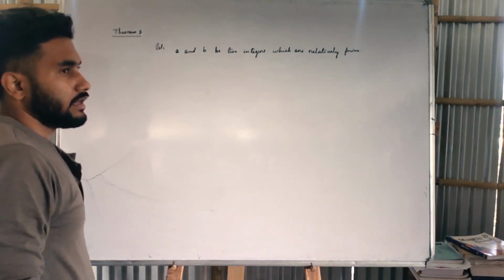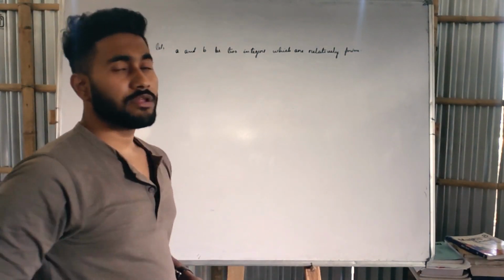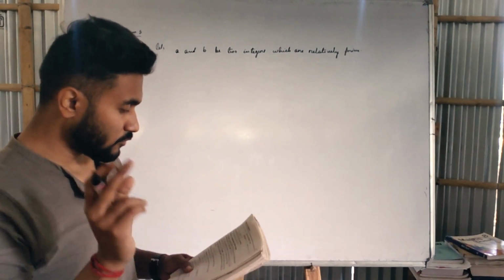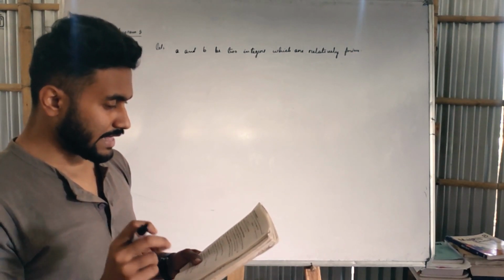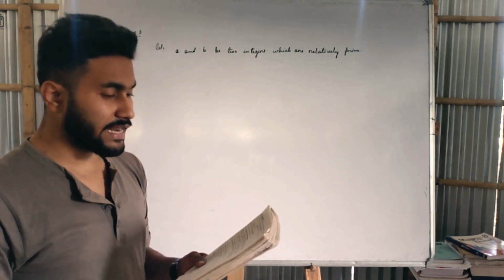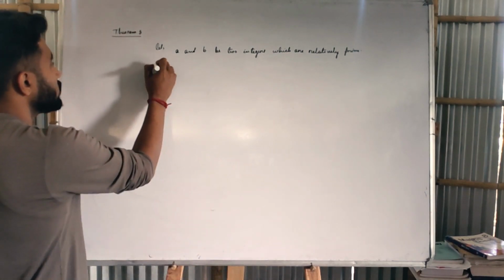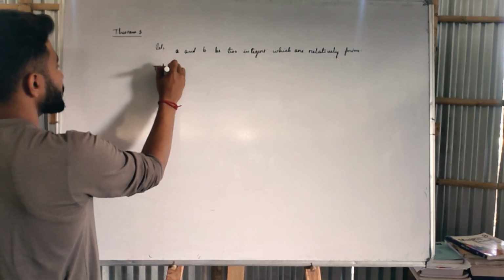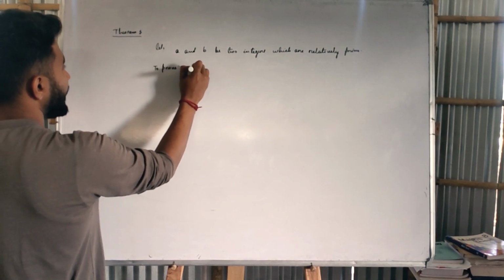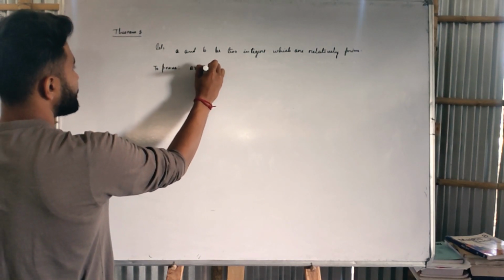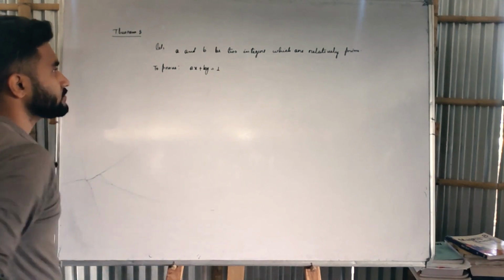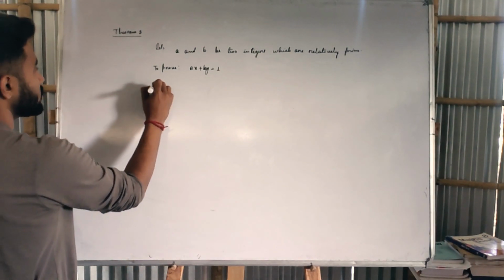Okay. At first, let us take a and b to be relatively prime integers, and we have to prove what? We have to prove that there exist two integers x and y such that ax plus by is equal to 1. That is to prove ax plus by equal to 1. Done. So, proof.